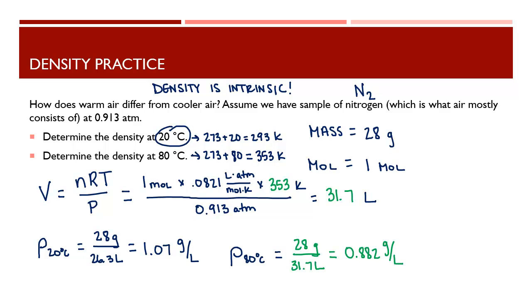Now I'm going to take both of these numbers and convert them down to two significant figures because I only used 28 as my measurement for the mass of the nitrogen, so I had two significant figures there. So 1.1 to 0.88. What this tells me is hot air is less dense than cold air, which is the reason why hot air balloons are able to float, because they're less dense than the colder air around them.